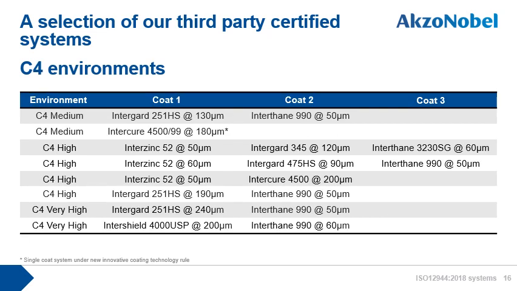Next, we have our systems suitable for C4 environments. Here again, for C4 medium durability, we have a single coat system using our polyaspartic products, Intercure 4500 and Intercure 99. For C4 high and C4 very high durability requirements, we have options using a two coat or a three coat scheme. I'll give you a moment to go through the details of the schemes on this slide.